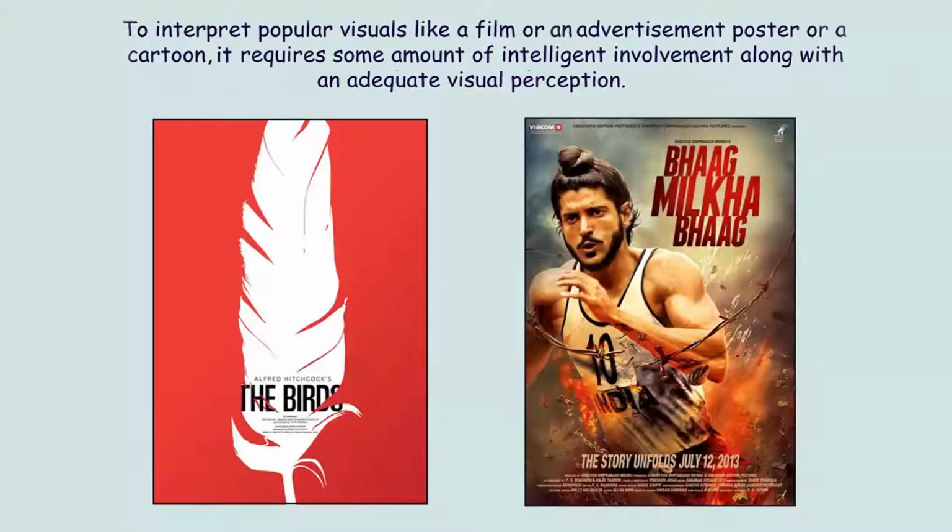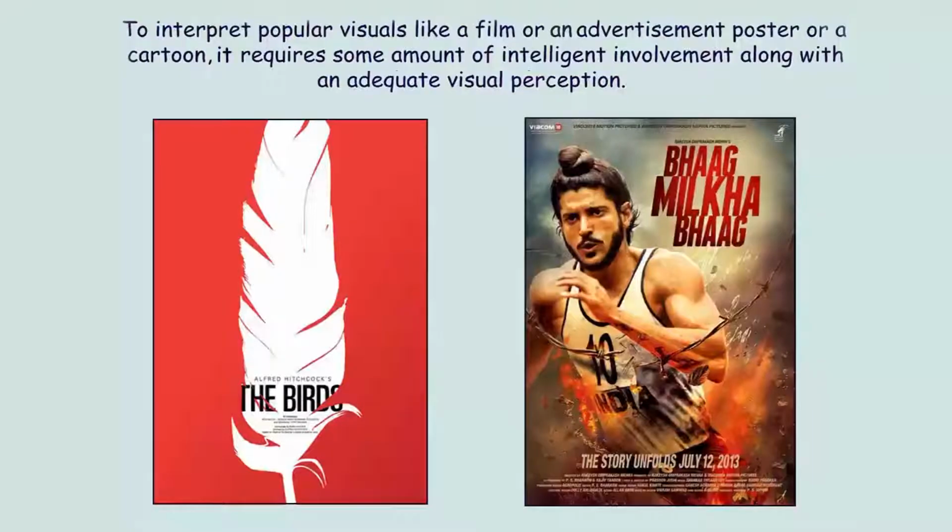Now, beside these things, these street shops or shopping malls or various kinds of other products or puja pandals, a couple of things that are really popular and we are very much familiar with everywhere are, for instance, film posters. Now, to interpret popular visuals like a film or advertisement poster, or a cartoon for that matter, requires some amount of intelligent involvement also. It cannot be done purely visually. You need to also, because you see all these things like a packaging or an advertisement or a poster or a film poster, they also involve what we call text.